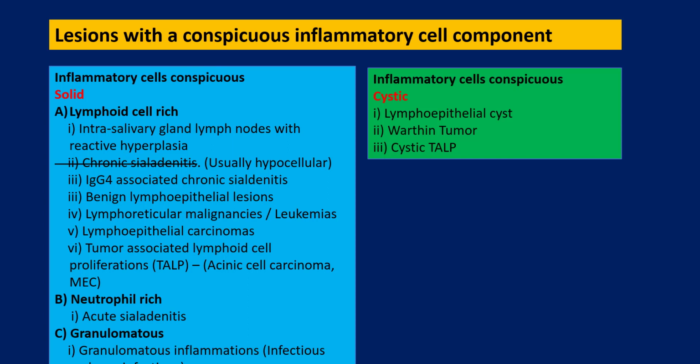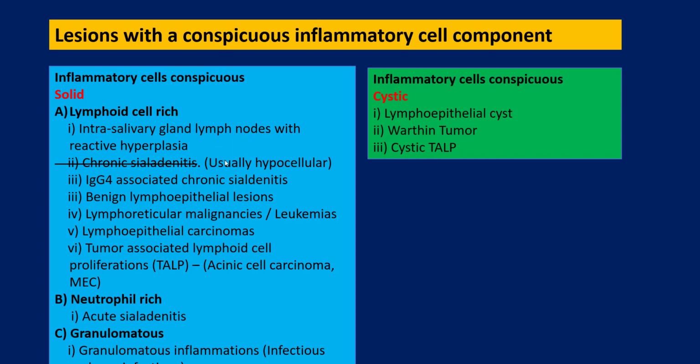For the neutrophil-rich lesions, let's talk about acute sialadenitis, but one has to remember that in certain situations, salivary duct carcinoma, like anaplastic carcinomas all across the body, can show a very rich neutrophilic exudate. So you have to be very, very careful about that. Then there are granulomatous lesions like NURLs, granulomatous infectious or of non-infectious etiology.